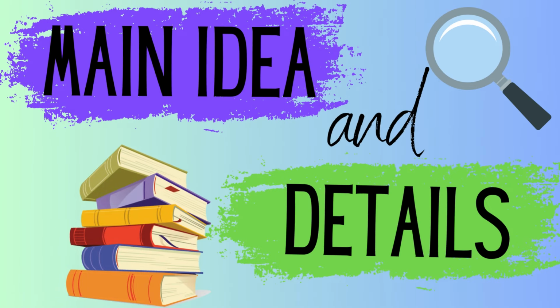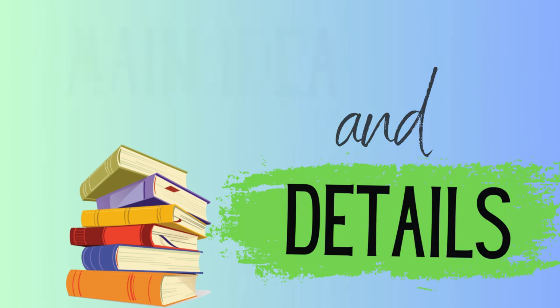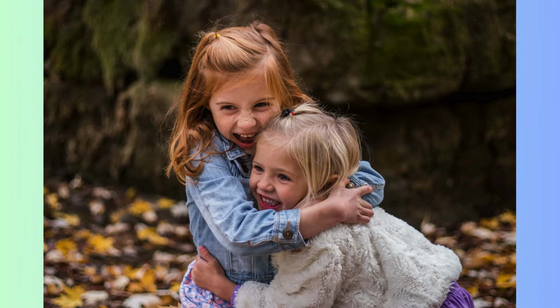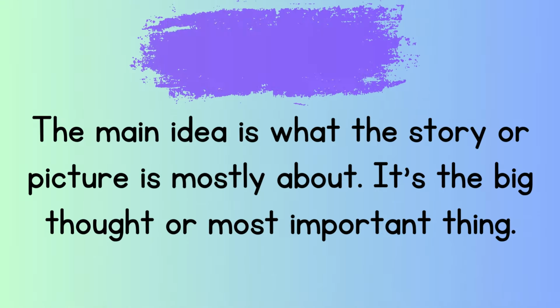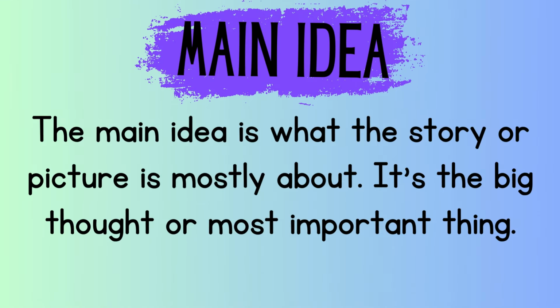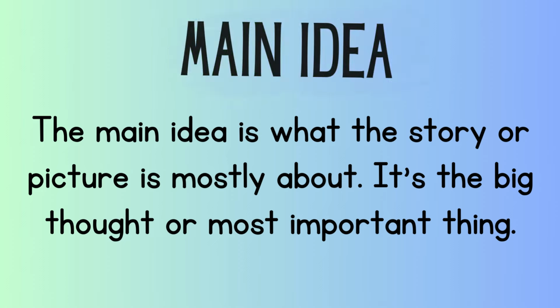Main idea and details. What do you see when you look at this picture? When I look at this picture, I see two girls hugging and smiling. That's the main idea or big idea about this picture. The main idea is what the story or picture is mostly about. It's a big thought or the most important thing.